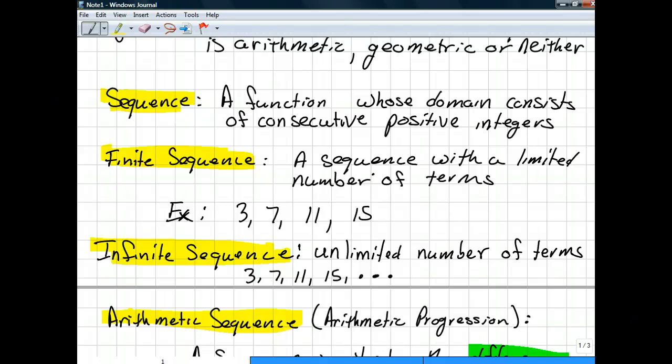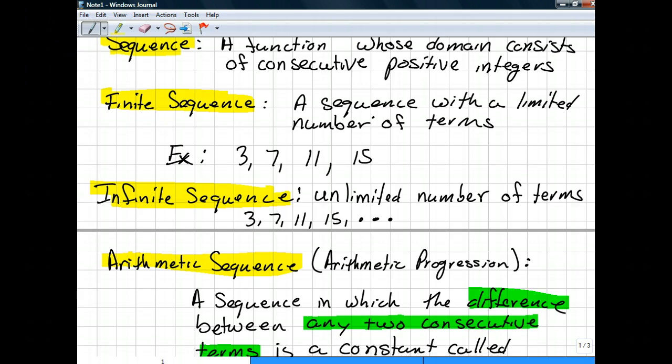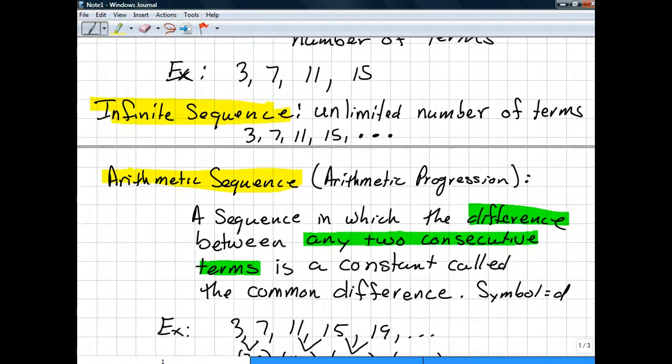A finite sequence is a sequence with a limited number of terms. So for example, 3, 7, 11, and 15 is a finite sequence because 15 is the last number in the sequence. An infinite sequence has an unlimited number of terms. So the example here is 3, 7, 11, 15, and then you see these 3 dots. That means that the pattern continues forever and ever into infinity. So it is an infinite sequence because it has no stopping point.